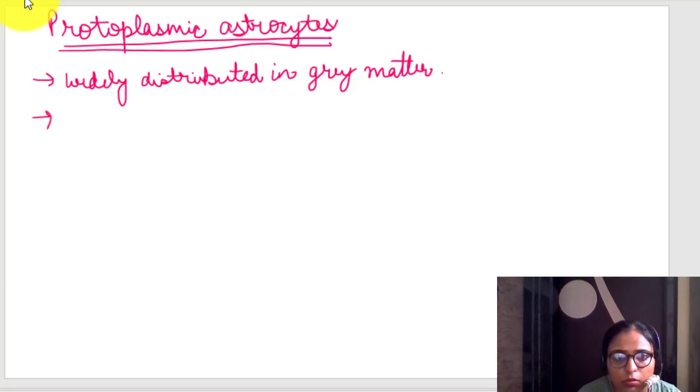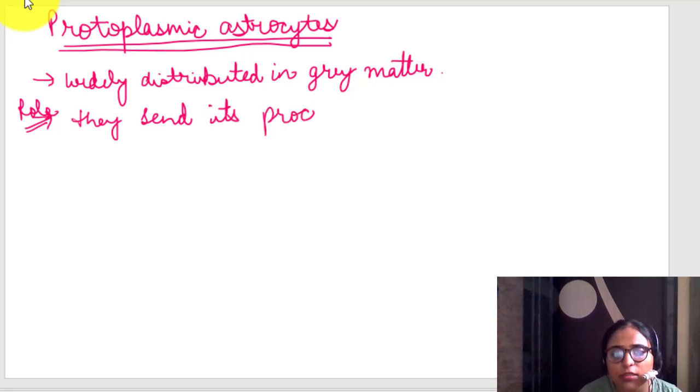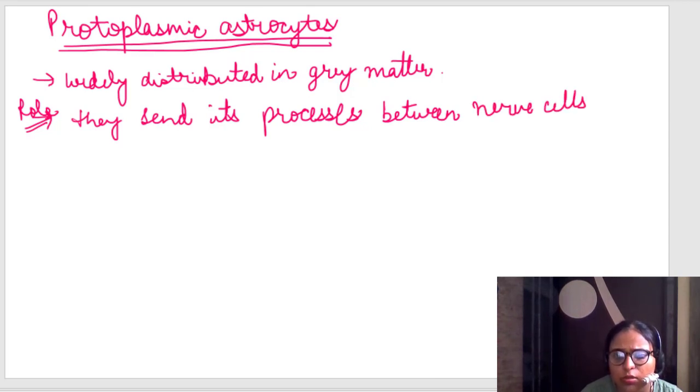So what is the role of them? They send their processes, like your fibrous astrocytes, to whom? The fibrous astrocytes send their processes to the blood vessels. But the protoplasmic astrocytes send their processes between the nerve cell bodies. Okay, because they have to provide the support simply.